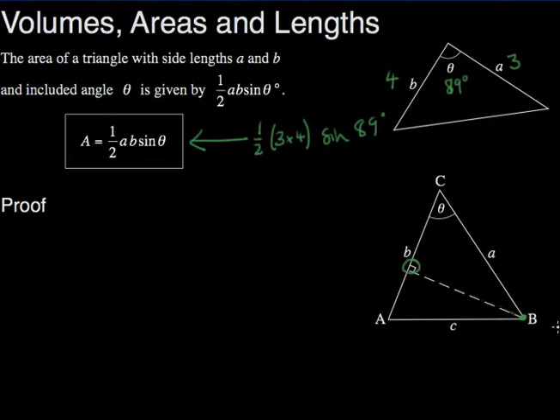But how do I find the length of this dotted line? If I look at the triangle at the top like this, that's a right angled triangle, and I can find this dotted line using basic trigonometry, where this is the hypotenuse and this is the opposite.